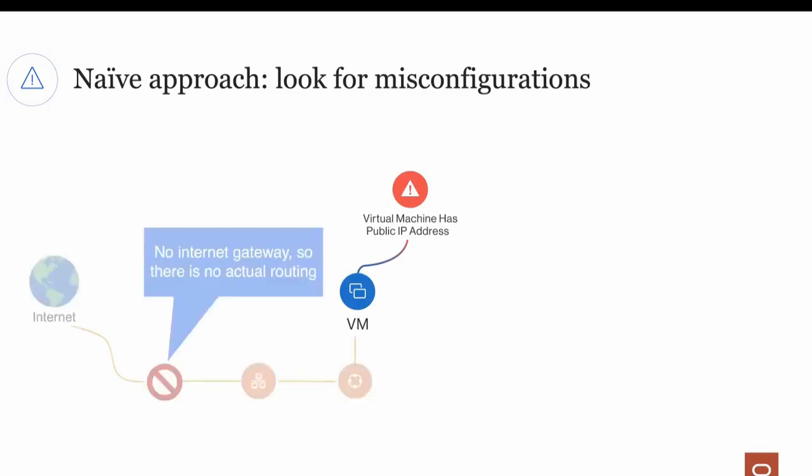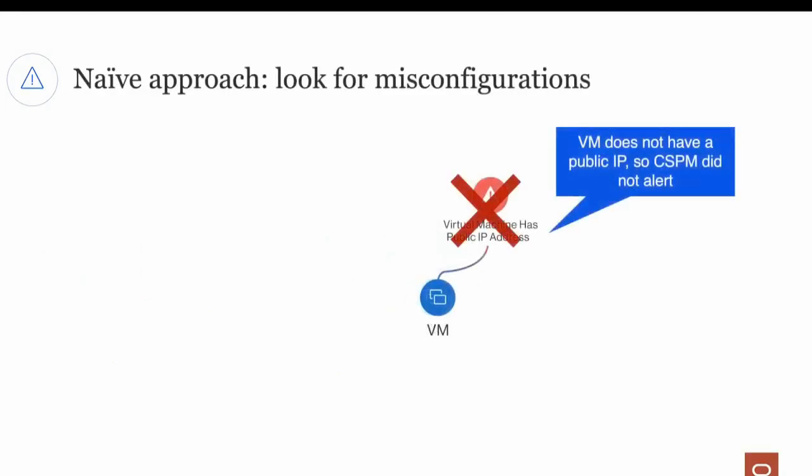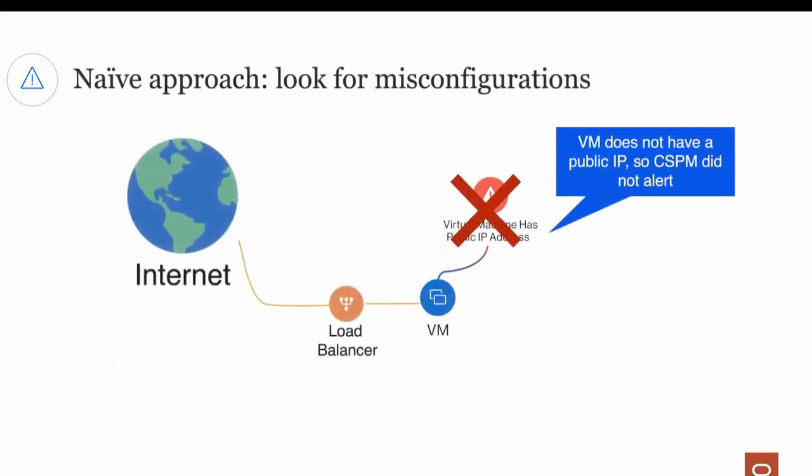One problem could be that a machine can have a public IP address, but there might not be an internet gateway. So there's no actual routing. And so you end up with a false positive of a virtual machine has a public IP, but it's not actually exposed. Another case could be you have a virtual machine that doesn't have an IP address. However, it's exposed through a load balancer. So the load balancer itself has the public IP, and it translates that to the private IP down to the virtual machine. And so if you're just relying on that configuration setting of a public IP, it's really a shallow analysis because there are multiple ways that there's public exposure.